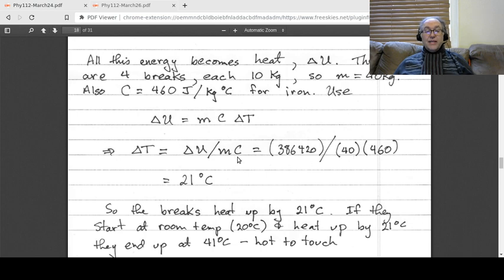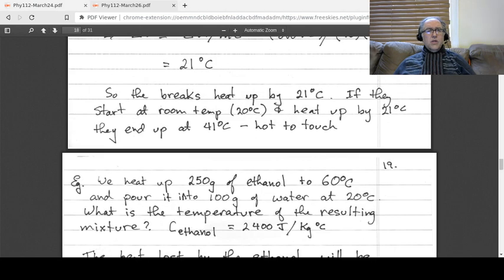Finally, for the C, we have to pick the correct specific heat. It's the specific heat for iron, and that's 460. You crunch that through, and that tells you that the temperature goes up by 21 degrees Celsius. That kind of makes sense. That's not the final temperature of the brakes, so don't confuse that. That's how much the temperature went up. Suppose the brakes start off at 20 degrees Celsius, which is room temperature, and you come to a halt. The brakes will heat up by 21, so they'll reach 41 degrees Celsius.